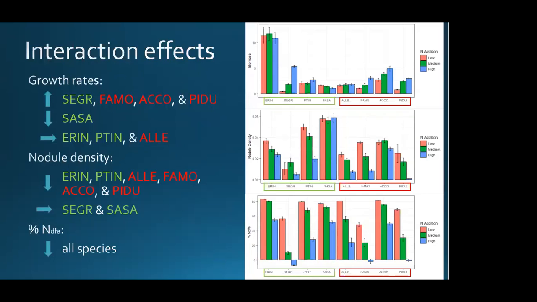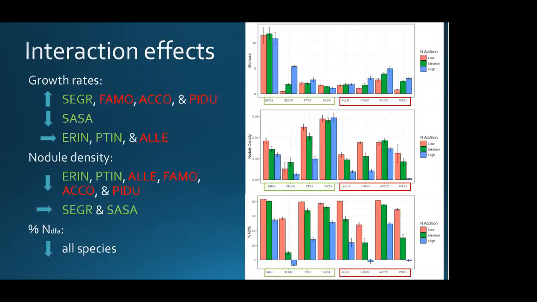Moving on to the interaction of the main effects. The effects of nitrogen on growth rates and nitrogen fixation traits, nodule density, and percent NDFA. Again, species are on the x-axis in the same order as they were before, with the low-risk species in green and the high-risk species in red. Response variables are here on the y-axis. Growth rates on the top, again, nodule density in the middle, and the amount of nitrogen fixed on the bottom.